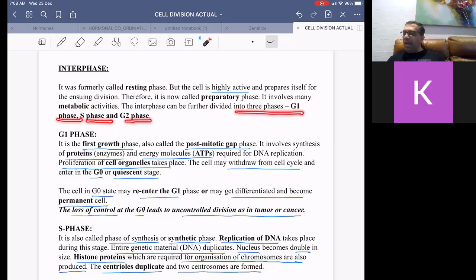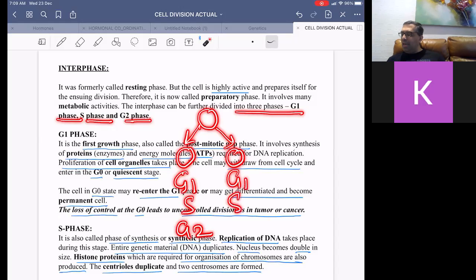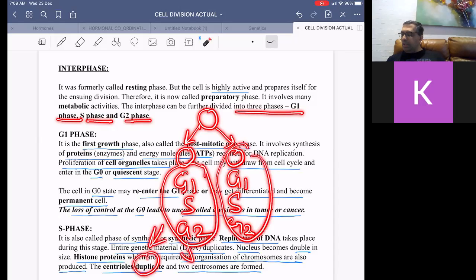So a cell has just formed two daughter cells. Each daughter cell will undergo G1, S, G2, and then will divide to form two more cells. So which phase was this? Interphase. And what stages were there in interphase?